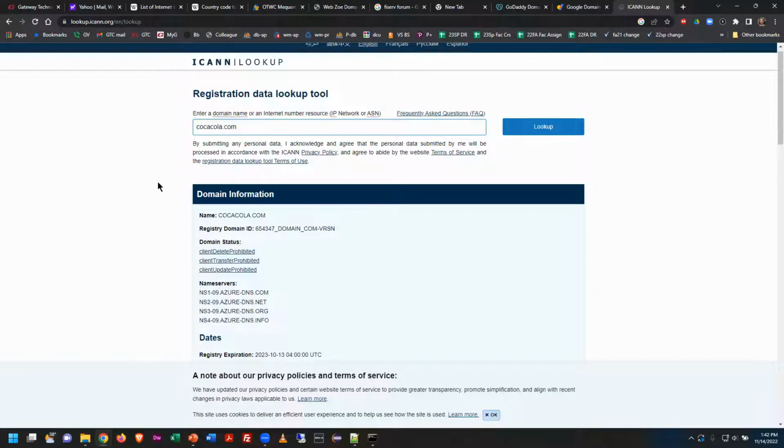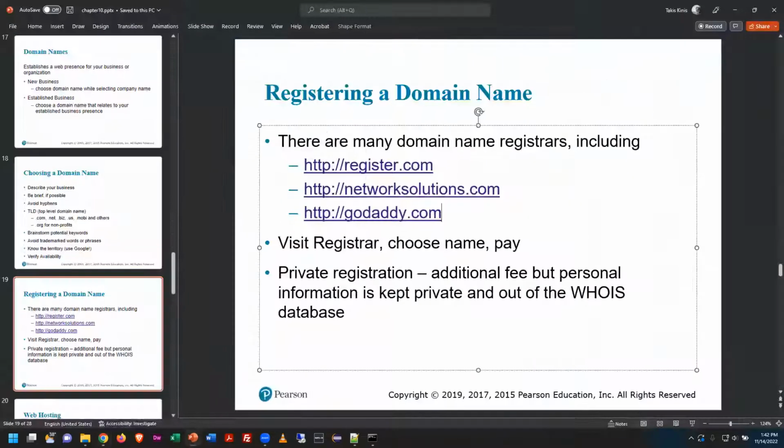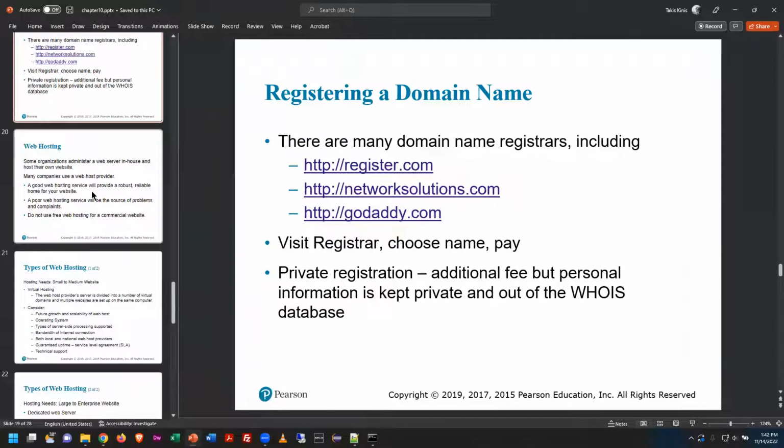So the privacy is recommended, but it is possible also through what we call a whois lookup to find the owner of a website in principle. Okay, so it doesn't always work if the privacy is turned on. So I think those things are all pretty important.